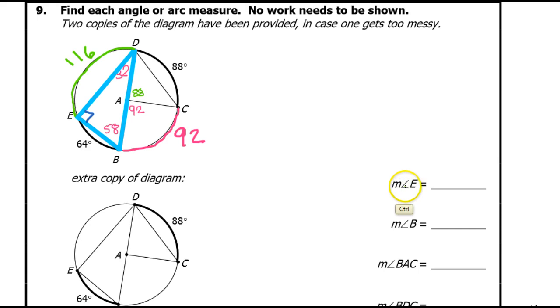So the measure of angle E we know to be 90. Okay, boom. The measure of angle B, that's 58 degrees. The measure of angle BAC. Okay, BAC is that angle right there. That is 92.